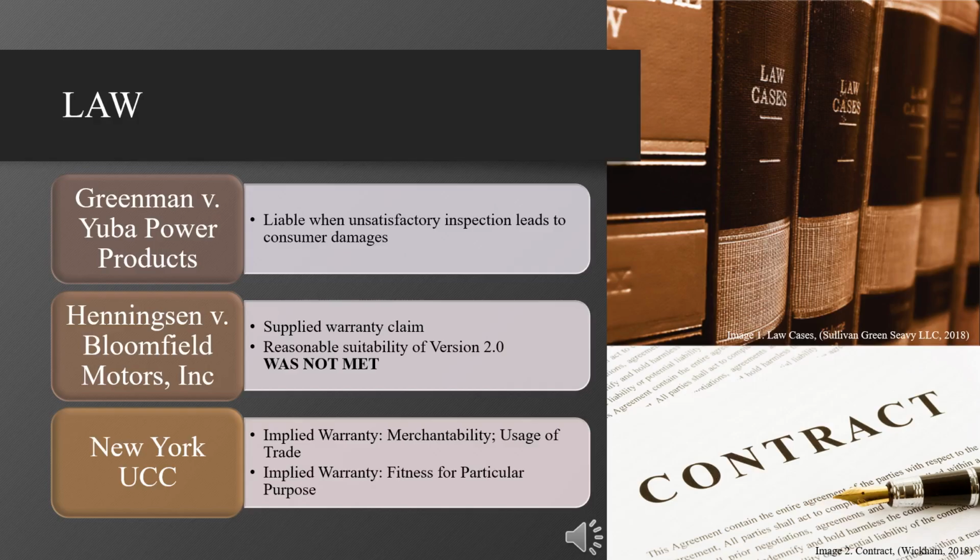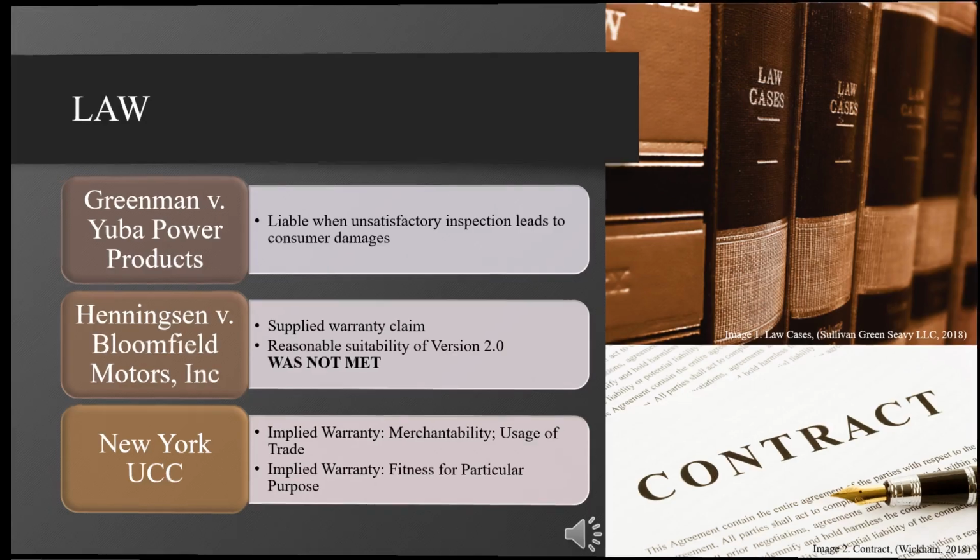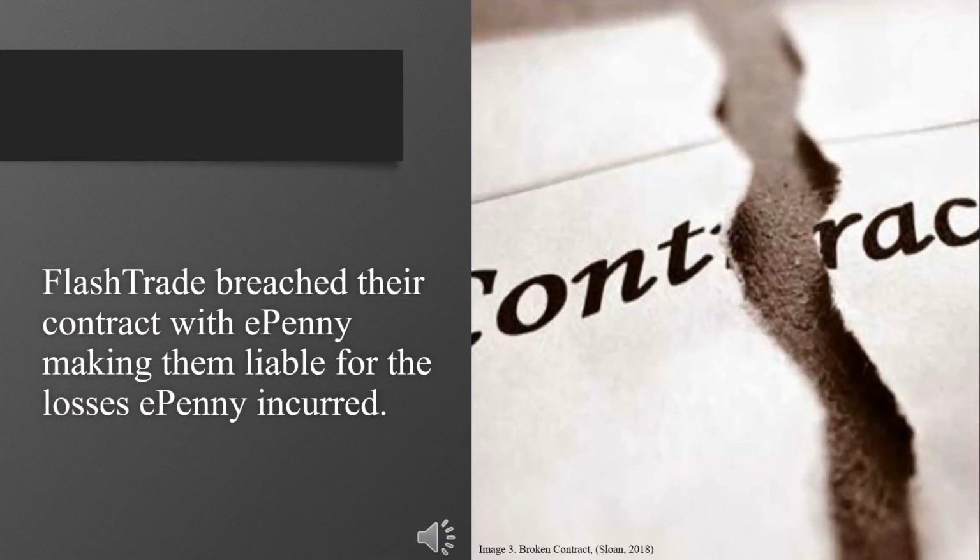Lastly, the NY Uniform Commercial Code implied warranty of fitness for a particular purpose supports ePenny's need to rely on FlashTrade's judgment and skill in supplying the contracted good. ePenny did that, and FlashTrade failed at providing an effective product that met the contract's requirements. This statute also firmly supports ePenny's claim that FlashTrade breached their contract. That being said, we must conclude through case law and NY statutes that FlashTrade breached their contract with ePenny, thus making them liable for the losses ePenny incurred.